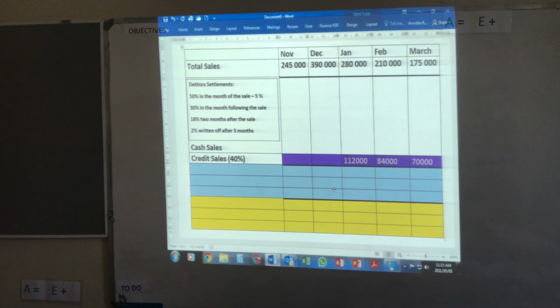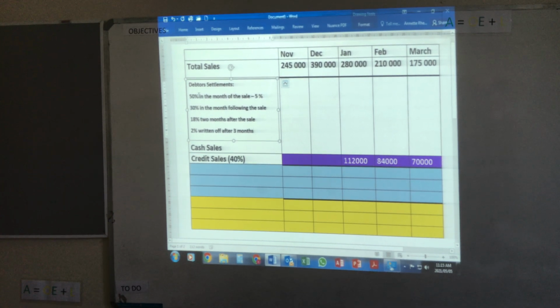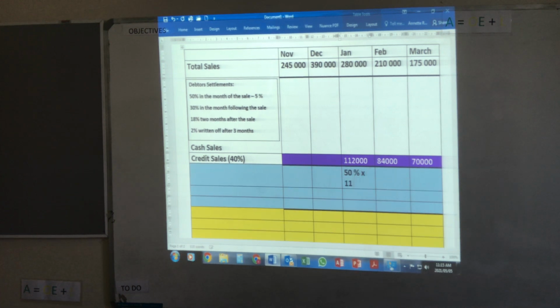Because they buy on account, they have 3 months sometimes to pay, sometimes 2 months, sometimes 1 month. But no matter what our policy is, they pay whenever they want to pay. And that's what we want to see: what can I expect from them? And then they use information from the previous years. So in this specific example, they know by now that they will get 50% in the month of sale. So in January, they're going to get the 50% of the January credit sale.